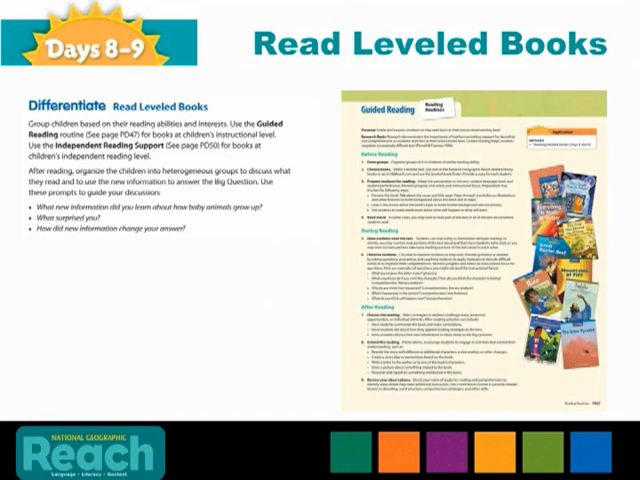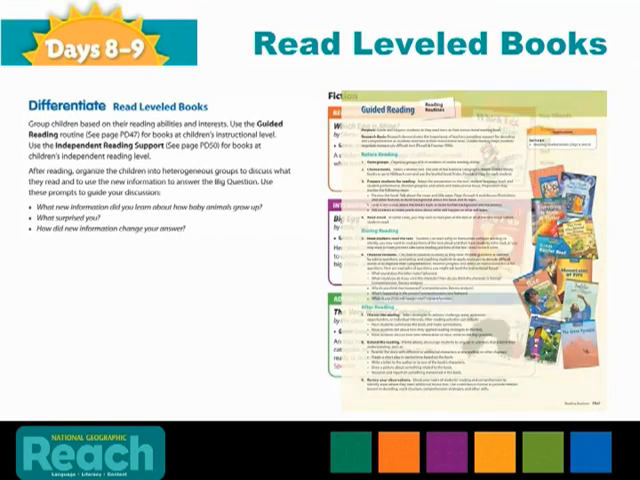On days 8 and 9, you also have the opportunity to provide differentiated reading instruction using the guided reading routine and the leveled books if purchased. The great part about these is that the work has been done for you. All of these leveled books are linked to the content covered in the unit, so there's no need to look for additional books. There is even a leveled book finder located on myngconnect.com that you can use to link books that you might already have at your school.